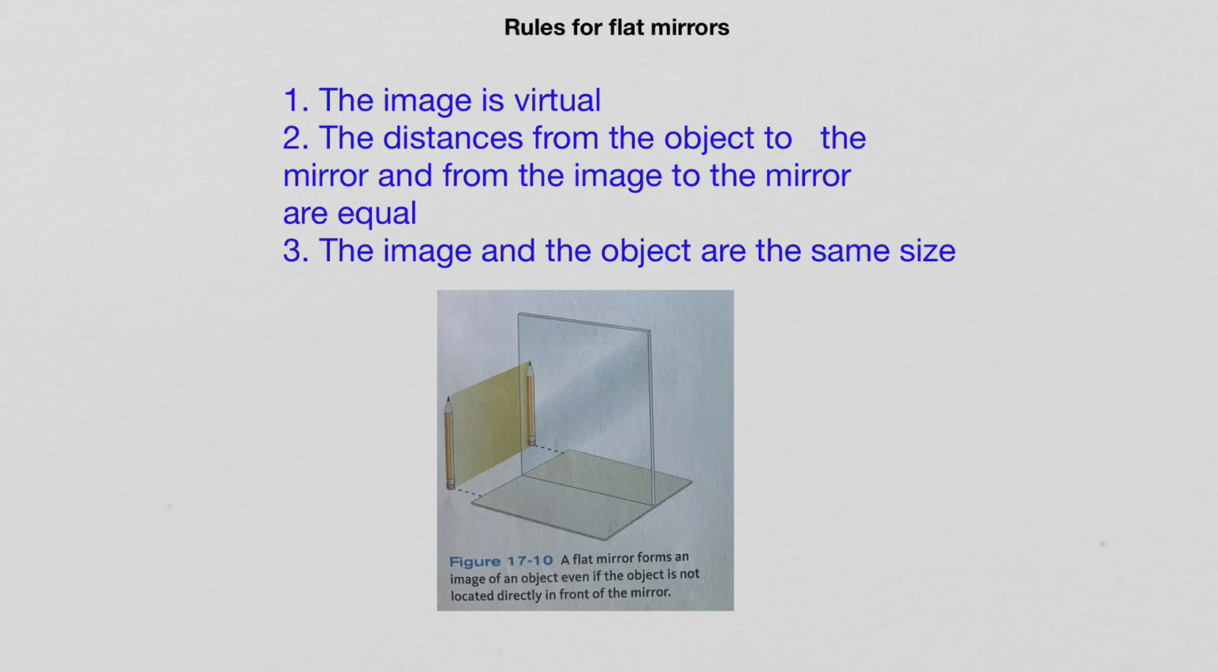One last thing to note about the images formed by flat mirrors is that a flat mirror forms an image of an object even if the object is not located directly in front of the mirror. All that it takes for this image to be seen is for the observer to be at the correct position so that the light rays coming from the object and reflected from the mirror fall onto the eyes of the observer. So if the observer is at a position where the light rays coming from the object and reflected from the mirror do not fall onto the eyes of the observer, then the observer will not see the image.